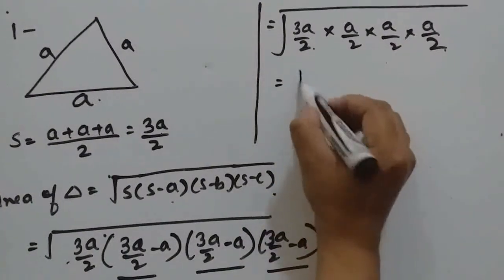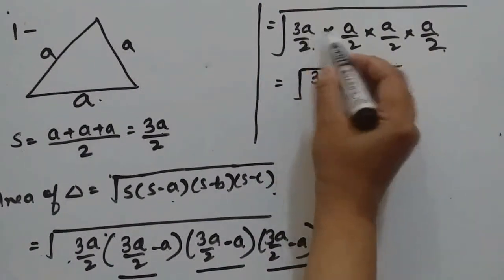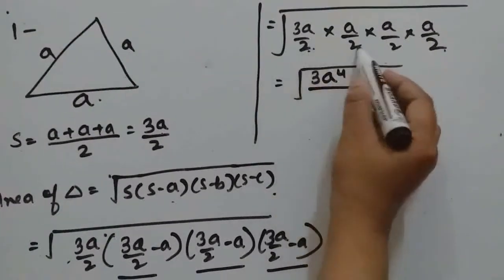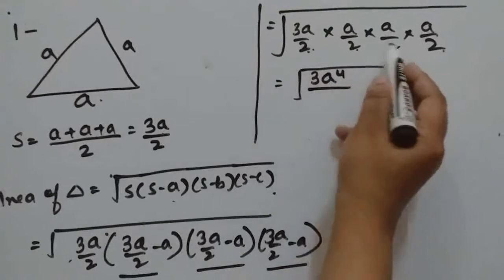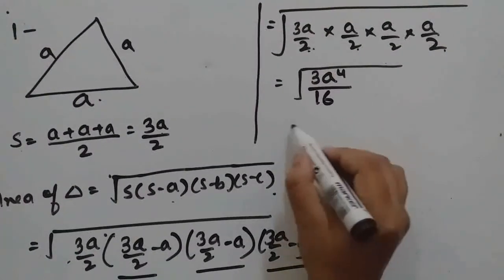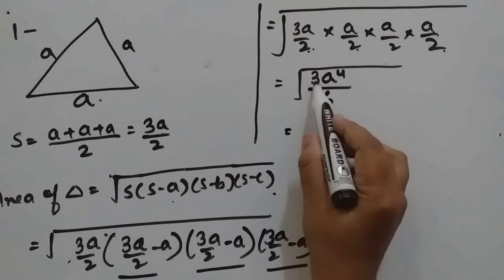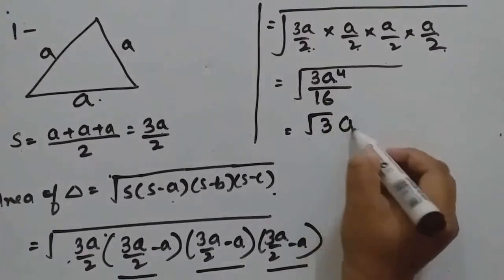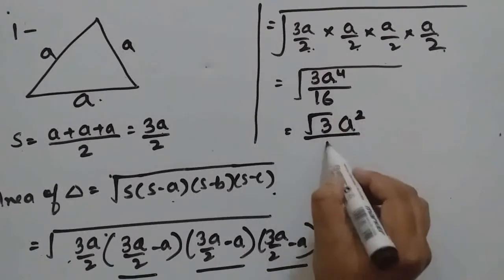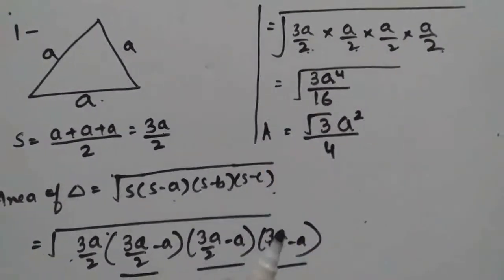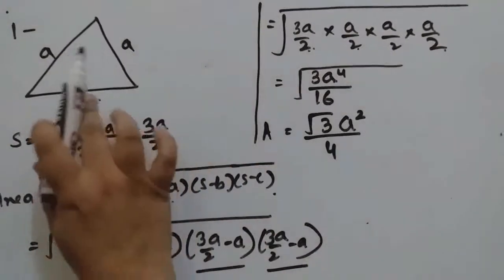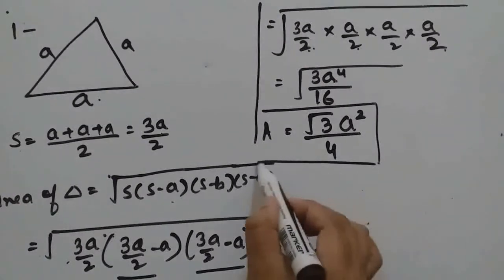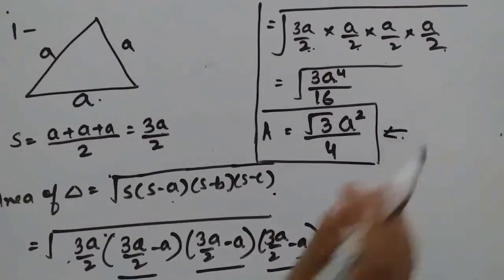Okay, so now what can we write? 3A, how many A are there? So 3A power 4 divided by 16. Now the square root of 3 is not possible, so root 3. The square root of A power 4 is A square. The square root of 16 is 4. So the area of this triangle we got as root 3 by 4 A square. This formula is very important. You should remember this is the area of an equilateral triangle.